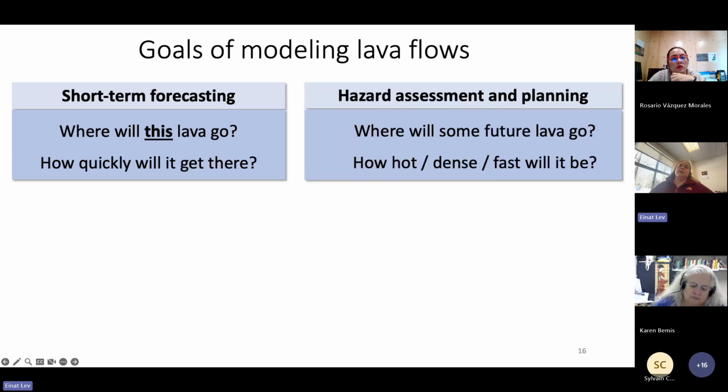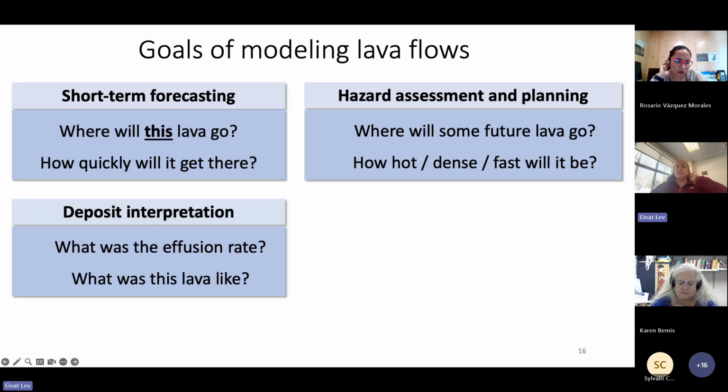Then there is modeling for the purpose of hazard assessment. Where will some future lava go? Or how hot, how dense, how fast will that lava be? So for that case, you need to maybe do some statistics of where that lava might be coming from. Where would the vent be located? What would the flux be? How much is coming out per minute? So there's a lot of uncertainty that comes into the modeling there. Well, in the short term, you kind of already know some of that.